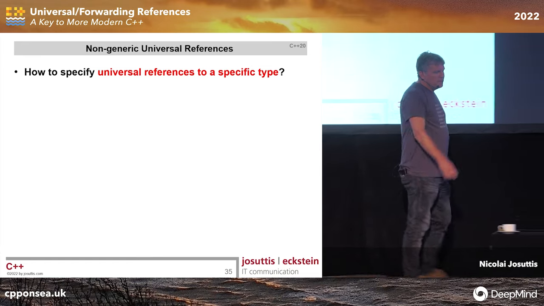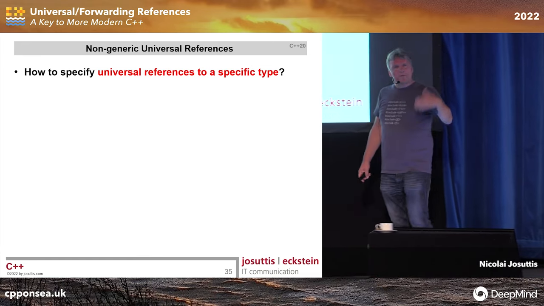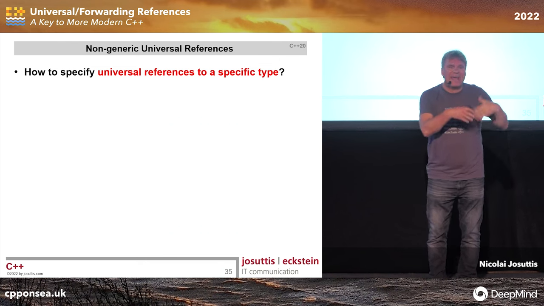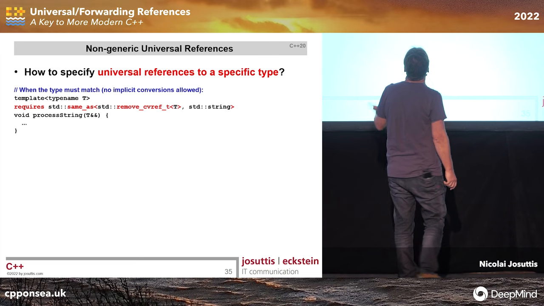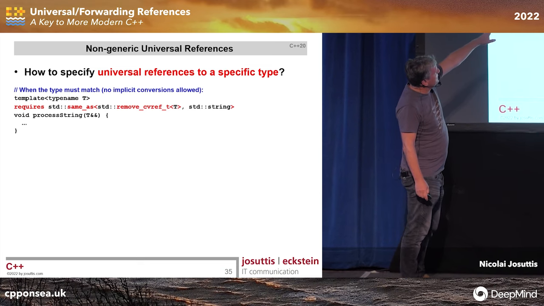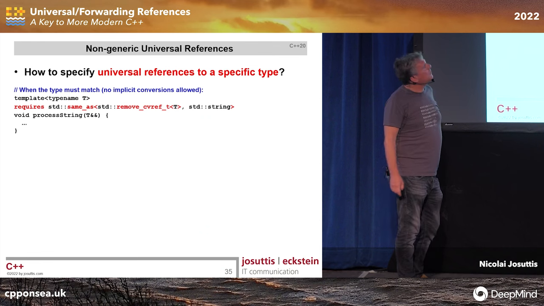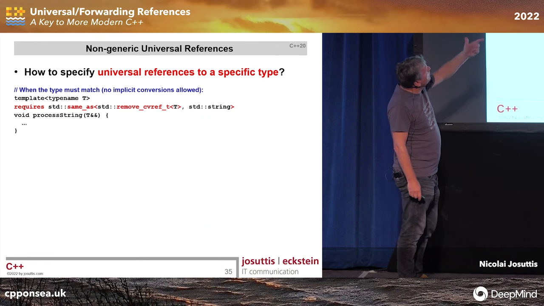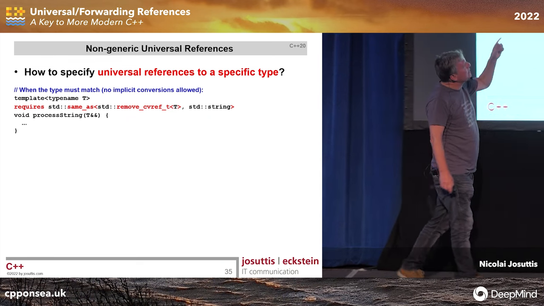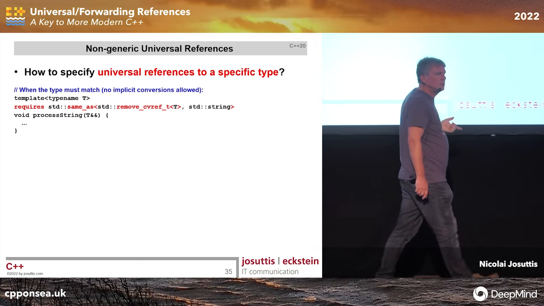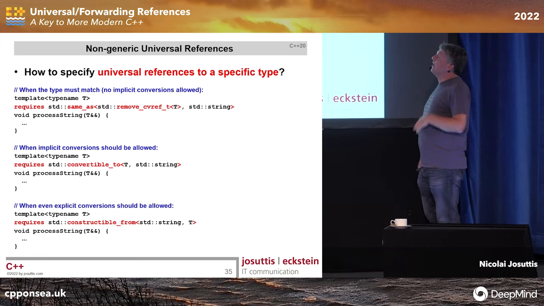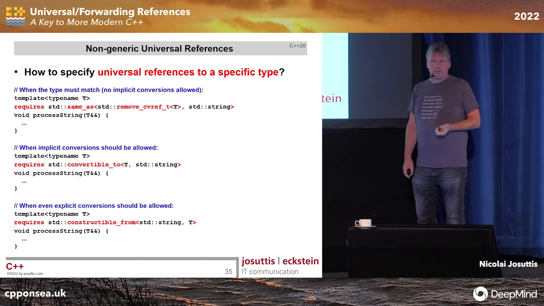So, for example, you want to have a universal reference to a specific type. Remember, you want to have a reference that can take an L value or an R value, but you don't want to take any type. How do you declare that? Well, in C++20, it's pretty easy. You have a requirement saying this template parameter T, because it is a T 2 ampersand, has a requirement that, if you remove the reference, it has this specific type. So that's a way you say, I want to have one function taking all kinds of std strings. If you want to have support for implicit conversions, please use convertible_to. If you want to have explicit conversion, please use constructible_from in the requirement.